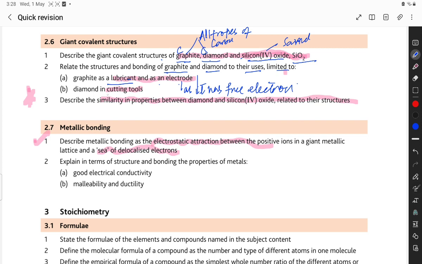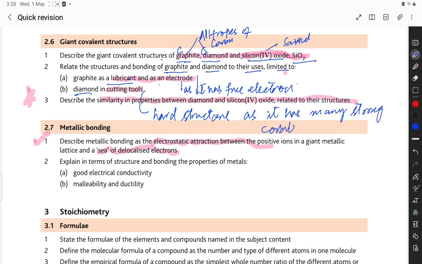For diamond, only the use in cutting tools is required. Why is it used in cutting tools? Because it is the hardest structure, due to the presence of many strong covalent bonds, which require high energy to break.